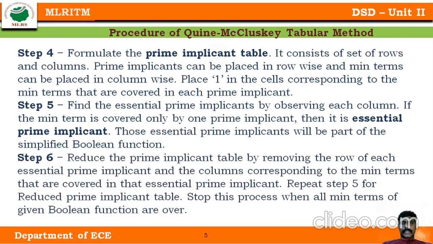Step 5: reduce the prime implicant table by removing the rows of essential prime implicants and the columns corresponding to the minterms covered by the essential prime implicants. Step 6: repeat step 5 for reducing the prime implicant table, and stop the process when all the minterms of the given Boolean function are covered. These are the 6 steps we need to follow to reduce a Boolean function using the tabular method. Let's see an example so we can understand it better.